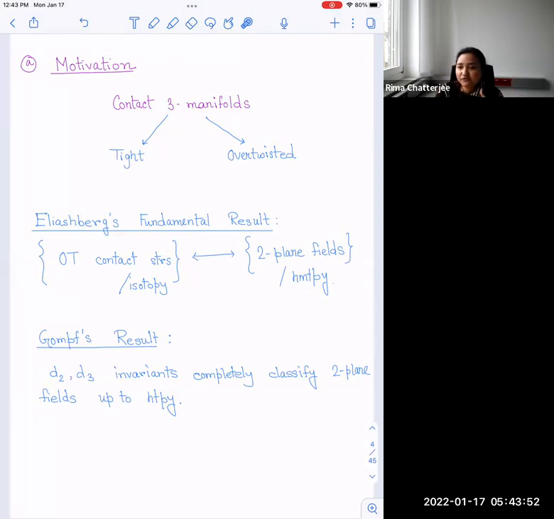So if you have two plane fields and the d2 and d3 are not the same for those two plane fields, then they cannot be homotopic. And so by Eliashberg's result, they cannot be isotopic as overtwisted contact structures. So if you take Gompf's result and Eliashberg's result together, that means the d2 and d3 invariants completely classify overtwisted contact structures, and we are done, right?